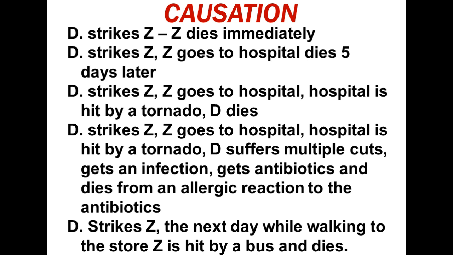Now, one last example I'm going to add in here. D strikes Z. The next day Z isn't hurt, gets up, and walks home. The next day while walking to the store, Z is hit by a bus and dies. Well, clearly in this example, D's conduct is not the but-for cause of Z's death, and in fact, it has nothing to do with it. So but for D striking Z, you cannot say that Z would have died the way that they did. There was clearly a superseding, intervening event, being the bus coming along and striking him.